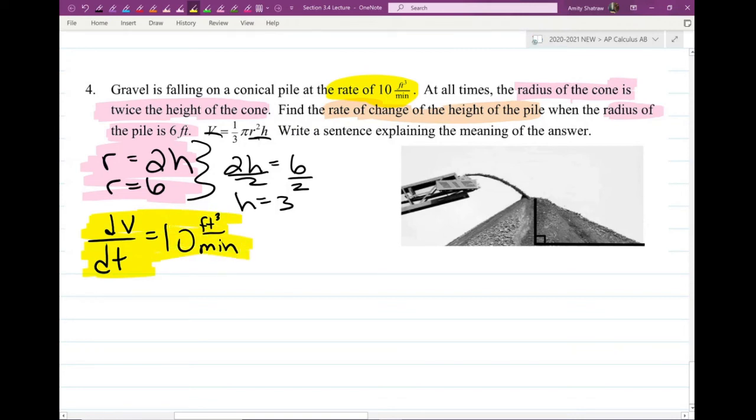And then it says, write a sentence explaining the meaning of the answer. Okay, so I'm desperate to try and take the derivative of V because I know what I'm looking for is this rate of change of the height of the pile. So I'm going to say then that in orange, I'm looking for dh/dt, I guess that's red, dh/dt equals something, right? And that'll be, I believe, in feet per minute. And I'm writing it down so I don't forget. So the rate of change of the height of the pile, turns out I don't have any information that's going to tell me how the radius changes when the height changes.